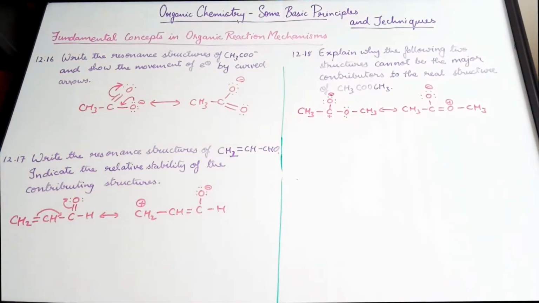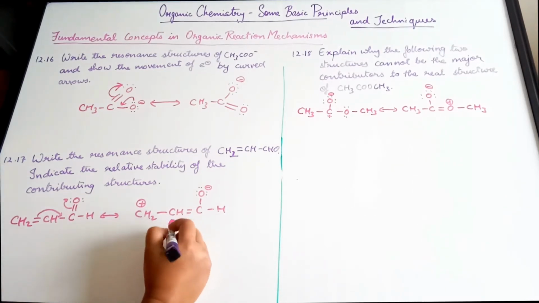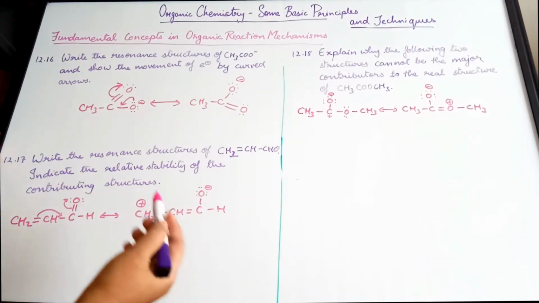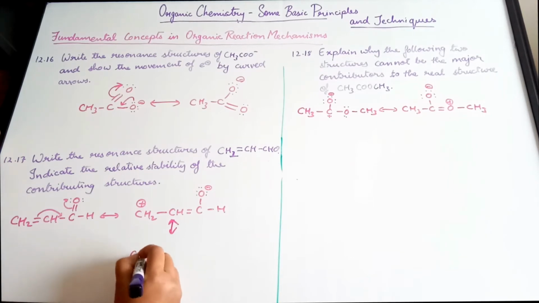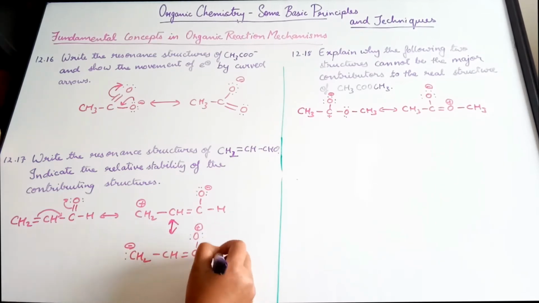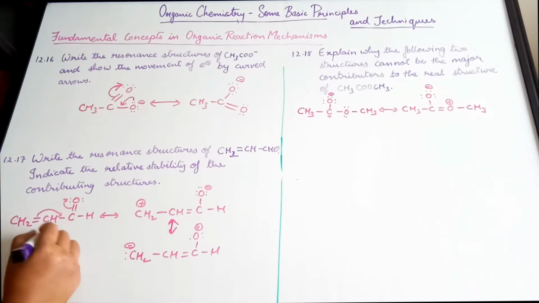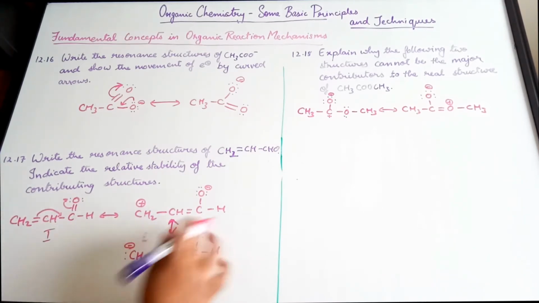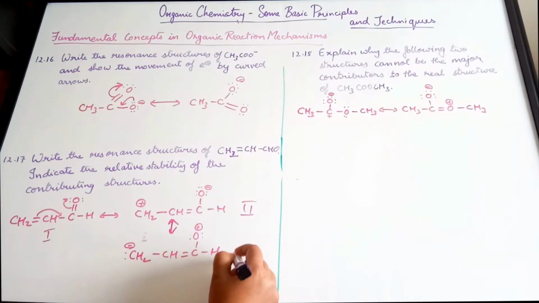H. So the other structure that is possible is when the electrons come to the CH2, and that leads to the negative charge on CH2, and this in turn will lead to a positive charge on oxygen. And between these structures, this is the first, this is the second structure and this is the third structure.